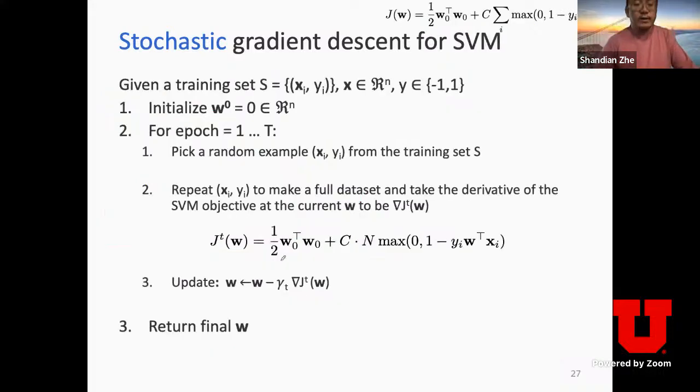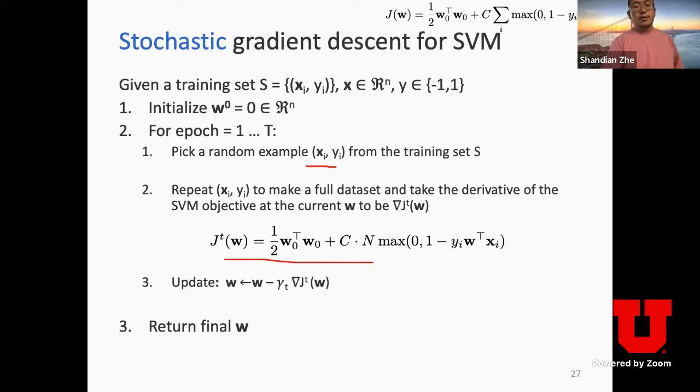So now going back to the full procedure for stochastic gradient descent, we can see that every time we randomly pick an example, xi, yi, from the training set S. We repeat xi, yi to make a full data set, the same size as the original data set, and then take the derivative of the SVM objective.